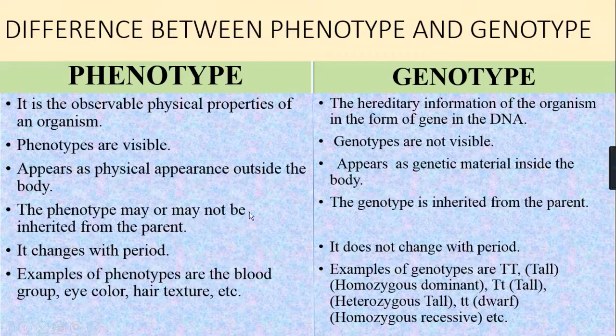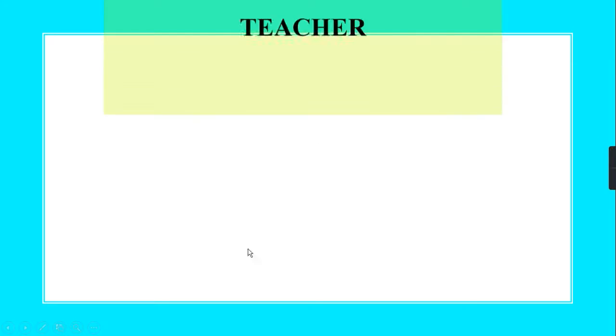The phenotype may or may not be inherited from the parent. The genotype is inherited from the parent. Phenotype changes with period. Genotype does not change with period. Examples of phenotypes are the blood group, eye color, hair texture, etc. Examples of genotypes are homozygous dominant, heterozygous, homozygous recessive, etc.